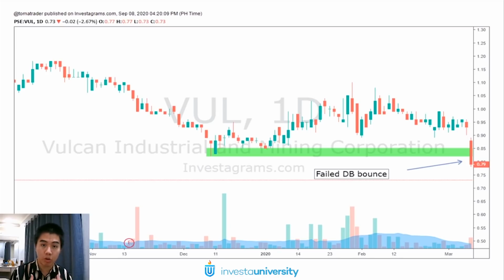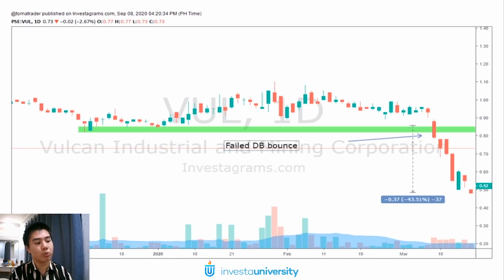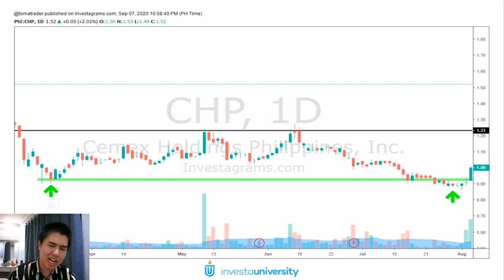If a stock in our portfolio is breaking down, we might want to cut it, we might want to protect our capital and manage our risk. So, when it failed, it went down 43% in about a week. Right? So, that's the importance of having risk management. Now, what's another way we can trade double bottoms?